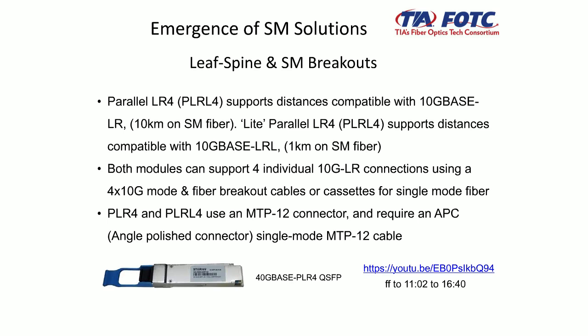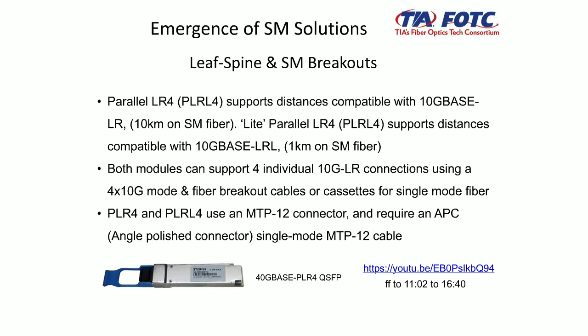Again, single mode is important, and single mode for hyperscale is very important, and they like to do breakouts. So along comes parallel single mode. You can basically run 40 gig native, or you can break it out. This presents as an 8 fiber connector, 4 transmit single mode and 4 receive single mode. This is in the standard. We've got a PLR4, which supports 10 kilometers over single mode fiber, and a lite version of this, which is 1 kilometer over single mode fiber.